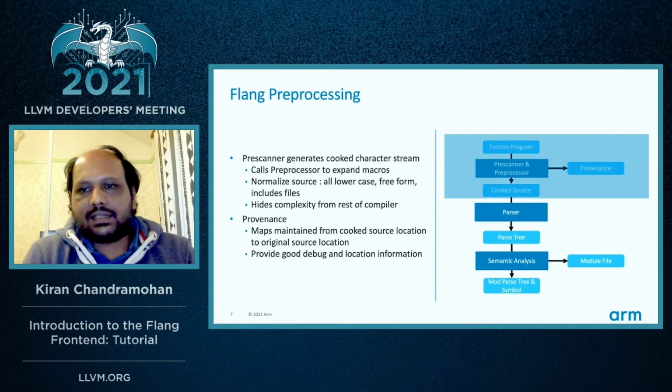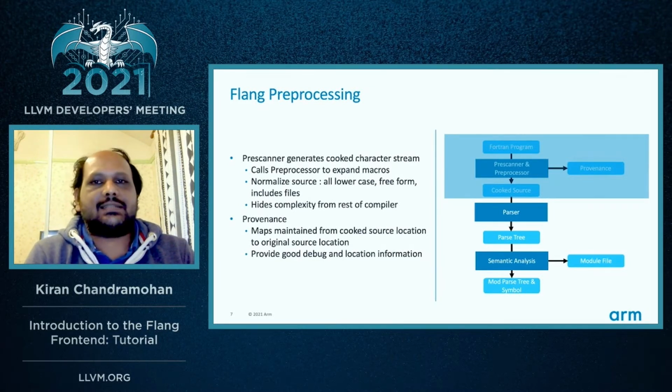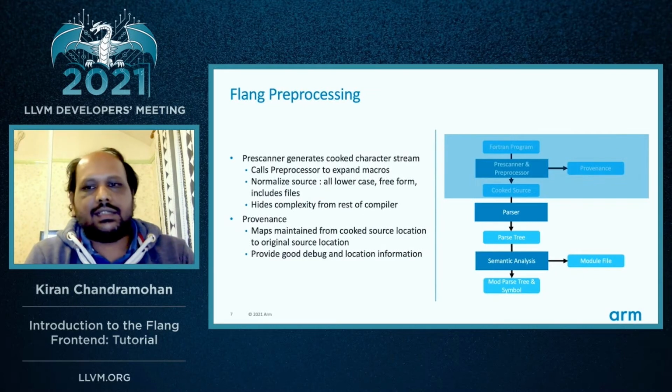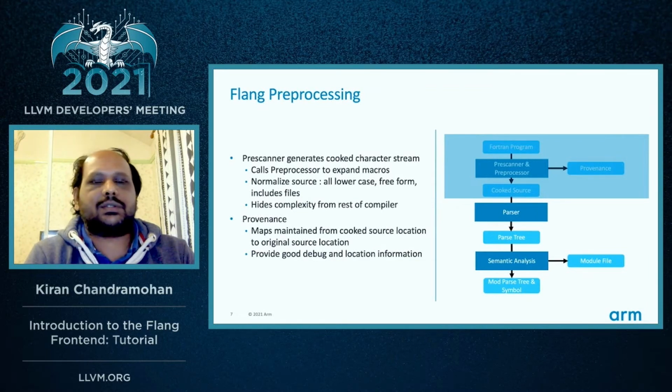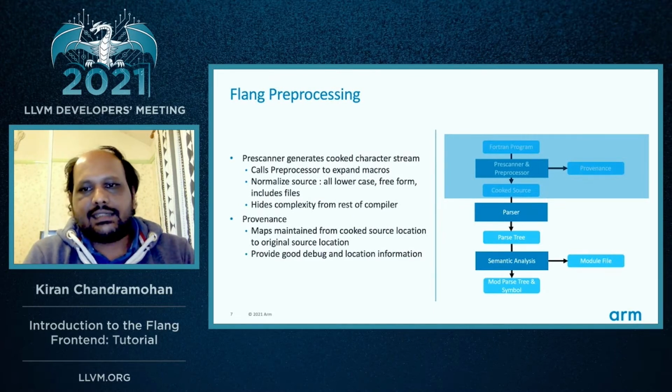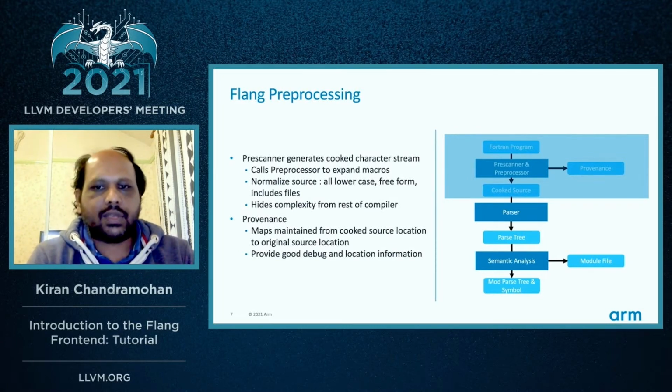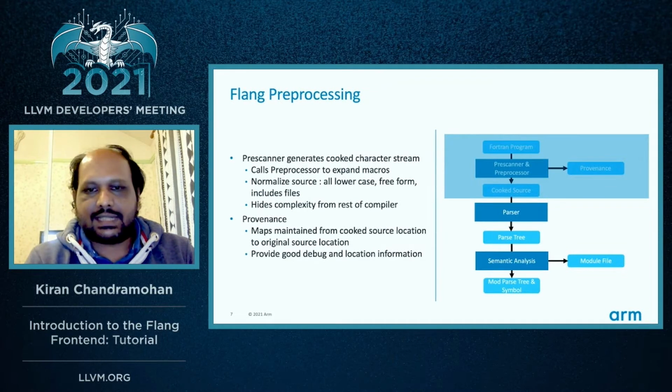But one issue is that the source locations might have changed. The cooked source and the original source differ in line numbers and column numbers and all that. So there is some provenance also produced, which contains maps from the cooked source to the original source, so that if the parser or some subsequent stage provides a message, it can be mapped back to the original source location. So this helps provide good debug and location information. So that's the pre-processing stage.